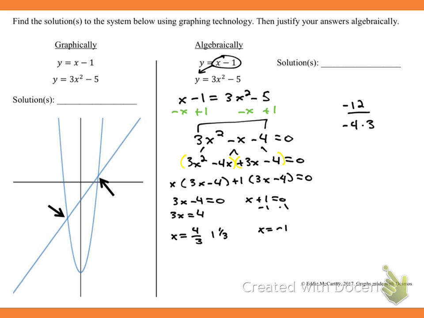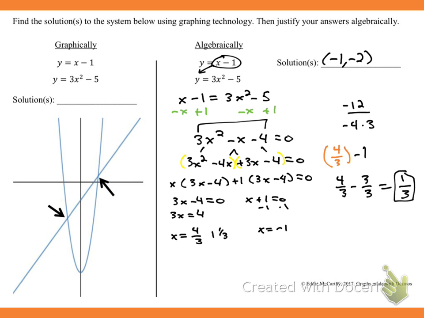Now I want to take my x's and plug them back in. The -1's easy, right? Plug it back in, you get -2. Well, for the 3x squared minus 5, I'm going to do 4/3 minus 1. Just 1/3, right? Yes, it is 1/3. So that'll give me 4/3 minus 3/3, common denominator, which gives me 1/3.